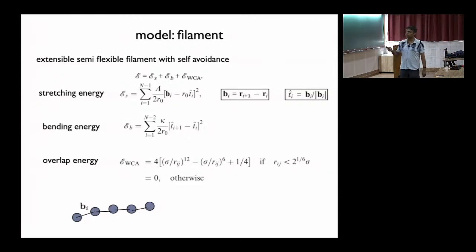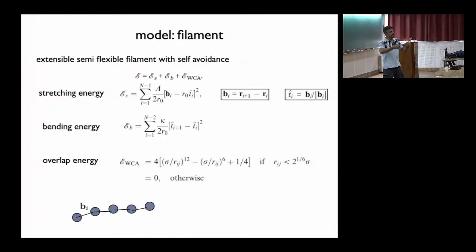The filament we modeled as a stretchable semi-flexible filament. The filament is made up of these beads. There is a spring, a stretchable spring, but it keeps an average separation R0. So this equation tells you this Bi is a bond vector, and Ti is a unit tangent vector along that bond. And R0 gives you the equilibrium mean separation between the beads. So that's the stretching energy.